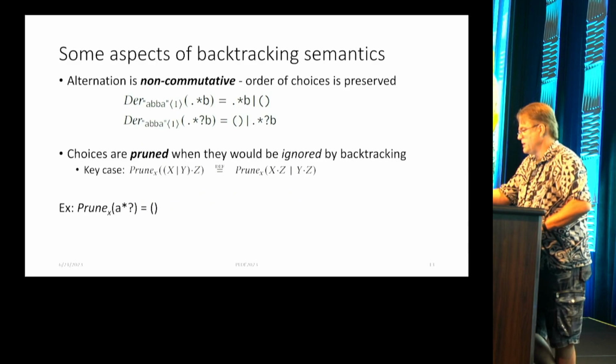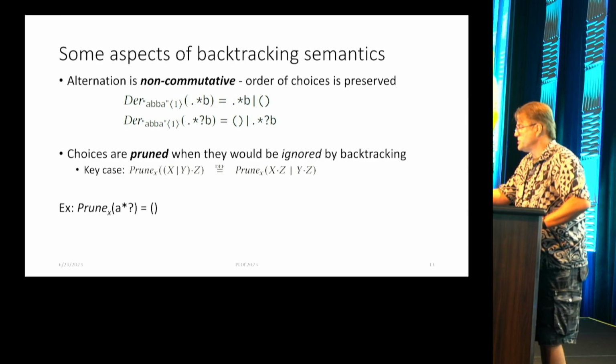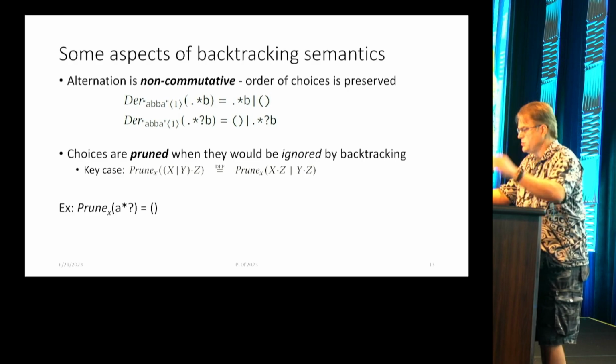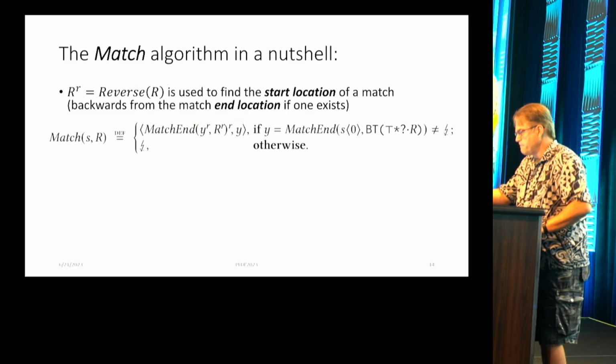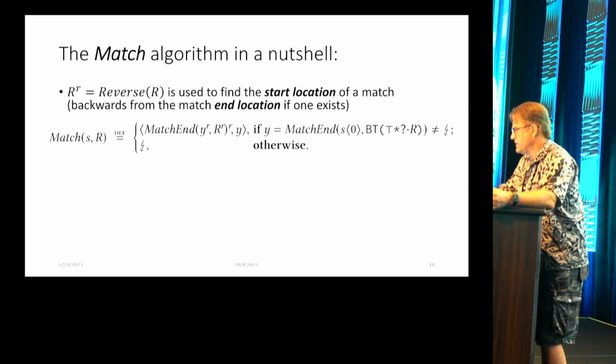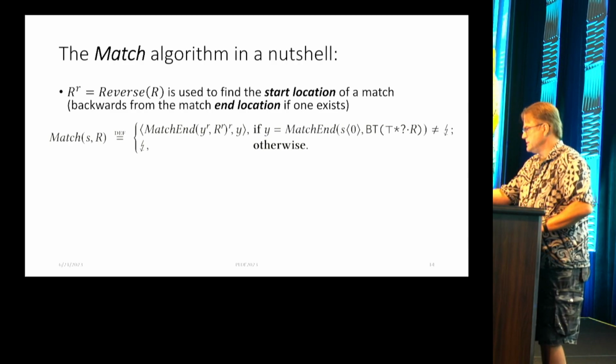Let me skip ahead a few slides because I realize I'm running out of time. Alternation is not commutative. There is an aspect of pruning. Pruning means the regular expression is pruned in order to cut away those choice points that a backtracking would not make. And the match, in a nutshell, is something like this. You start from a position S0. You mark a derivative as being in backtracking mode, and then you find an endpoint, and from that endpoint Y, you walk back to find the start point. So it's two phases, forwards and backwards.